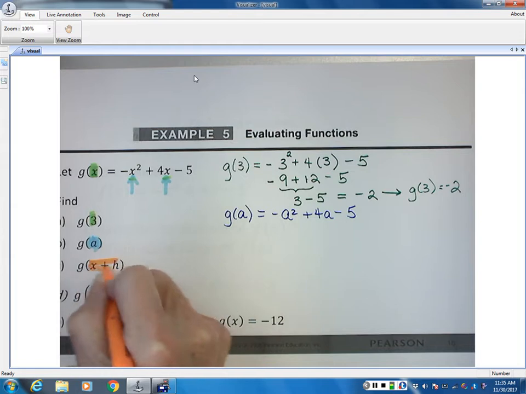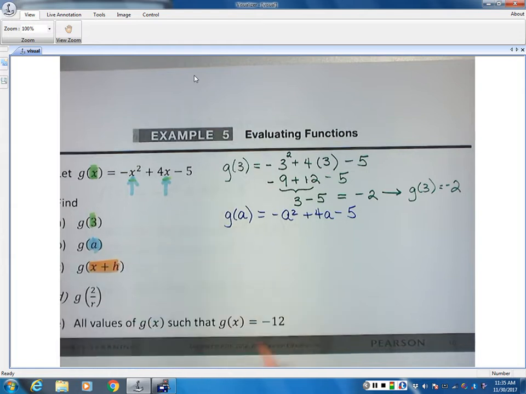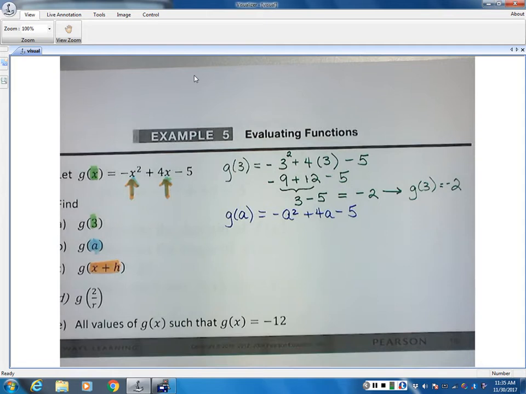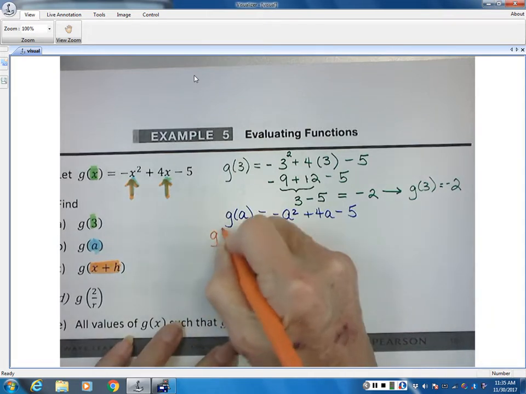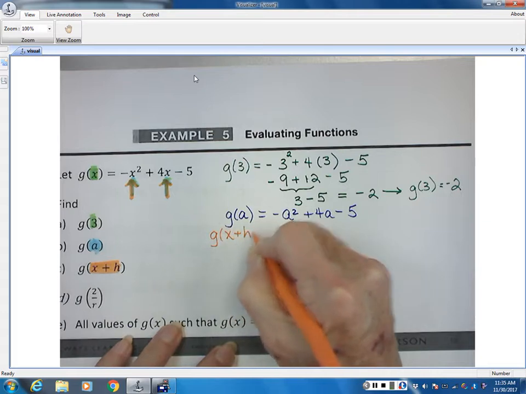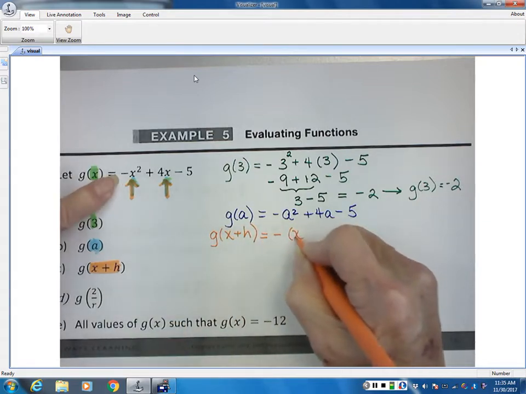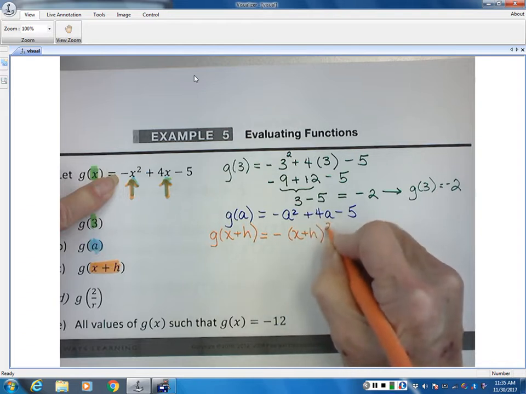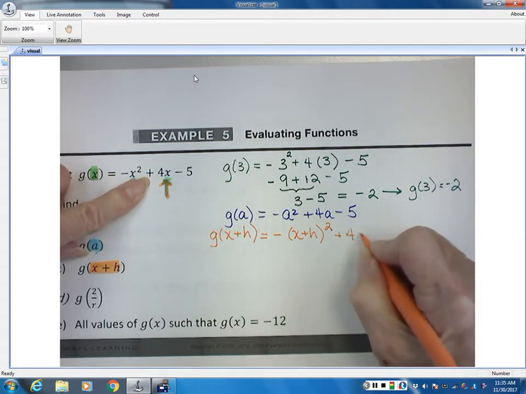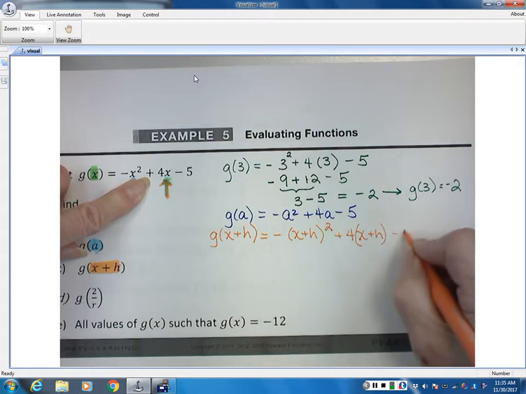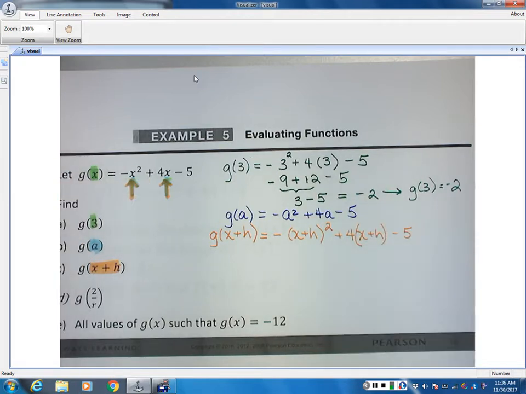For example, if they give us g of x plus h, that means we're going to put x plus h in where we see x, and that means we're going to need to use some parentheses. So negative, in place of x, we have (x plus h) squared plus 4(x plus h) minus 5. And at that point, we're not done because we need to simplify that.